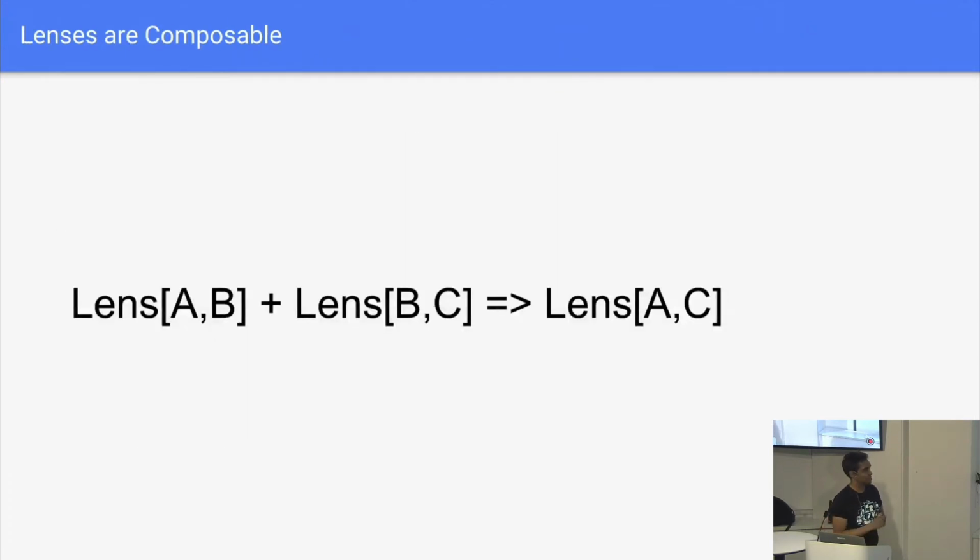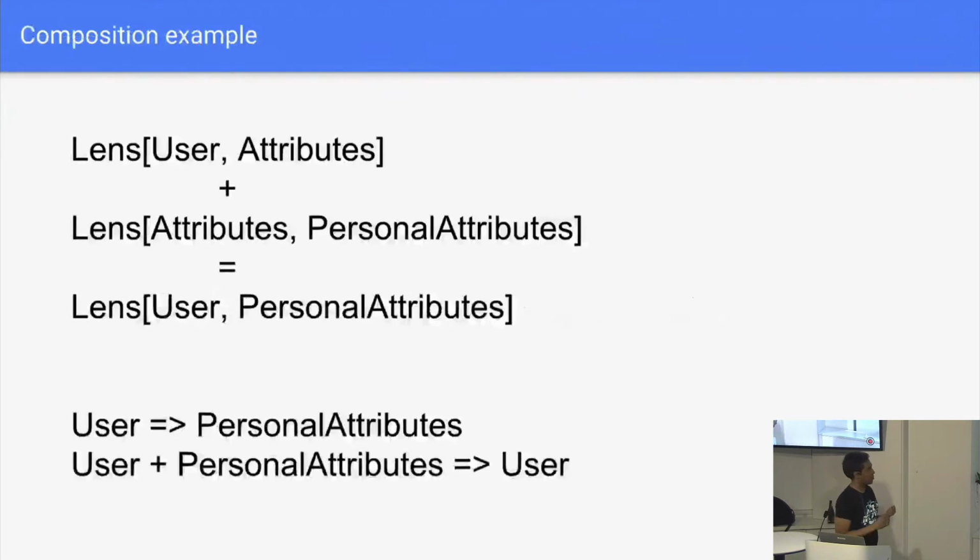Yeah. So as Jed was spoiling for the audience earlier, the good thing about lenses is that they're composable. So if you have a lens from A to B and a lens from B to C, you can compose it together and get a lens from A to C. So when we were talking about our two lenses earlier, from user to attributes and attributes to personal attributes, we could combine them together and get a lens from user to personal attributes, which means we could do things like a get on this lens with a user and get personal attributes, and we could set personal attributes on the user directly.